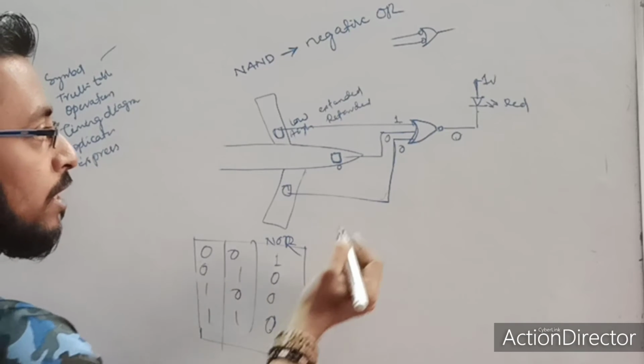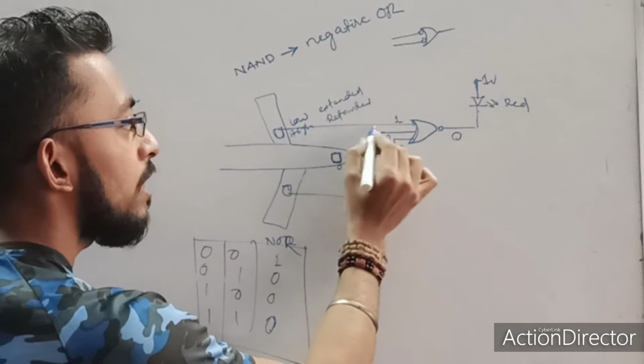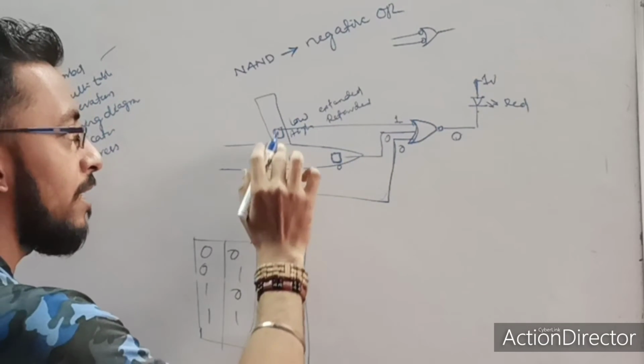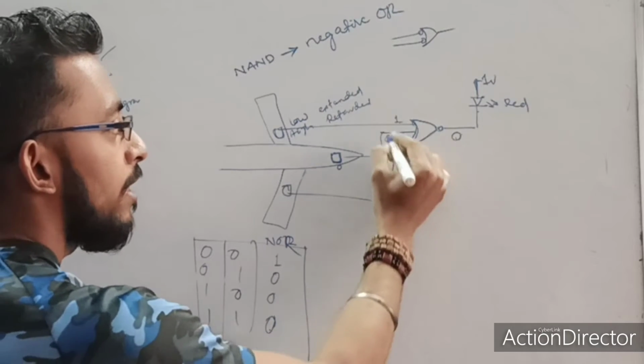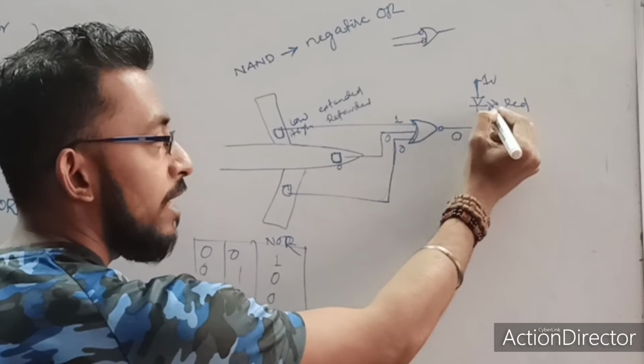the output is 0. Here you see, when this input is 1, it means this sensor is sensing that this wheel is not extended. It is retracted, that's why it is giving me a value 1. And when any one of them is 1, it will give me a value 0. 0 means this LED will glow.